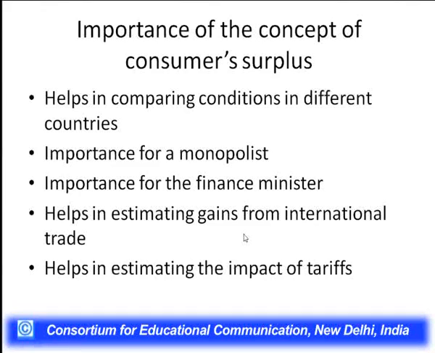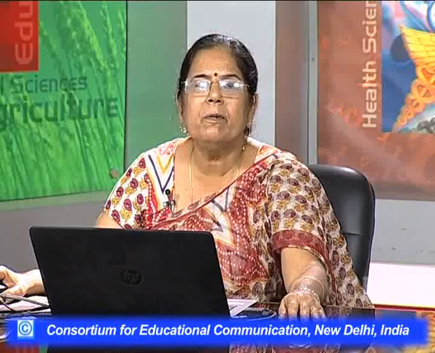It also helps in estimating gains from international trade. International trade takes place because we import commodities from foreign countries only if they are cheaper compared to what we can get in our own country. When we get the commodities at cheaper rates, as you have seen, as the price falls, consumer surplus increases. So the welfare of the people will definitely increase if we get imports from other countries at cheaper rates. So consumer surplus advocates for free international trade.